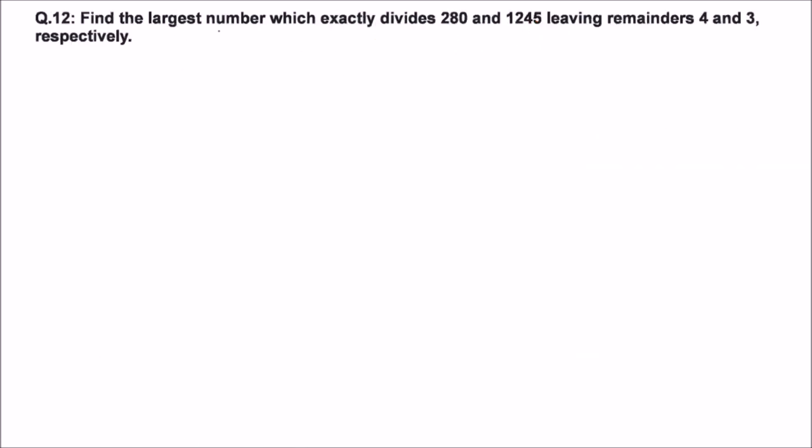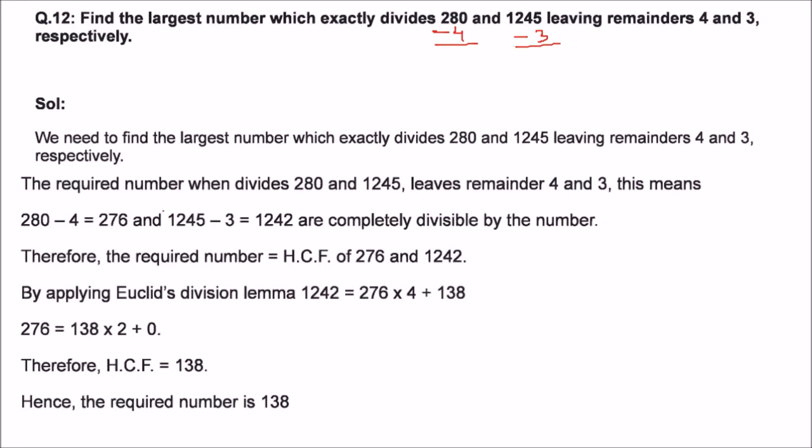Find the largest number which exactly divides 280 and 1245, leaving remainders 4 and 3. So just subtract 4 from here, there will be a number. Subtract 3 from here, there will be a number. These two numbers, 276 and 1242, are divided by a single number x, and this number has to be the HCF. So we'll find out the HCF of 276 and 1242. 1242 has to be represented using Euclid division lemma in this form, and we get HCF as 138.